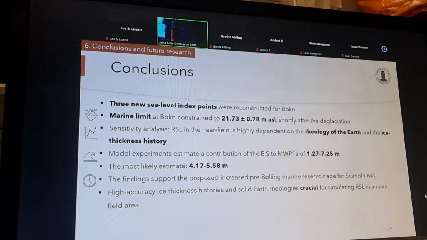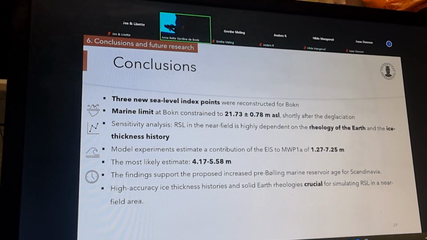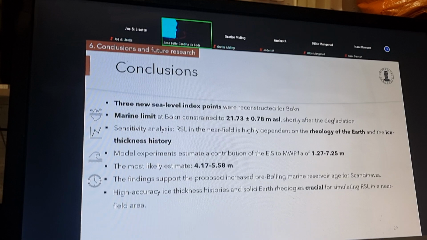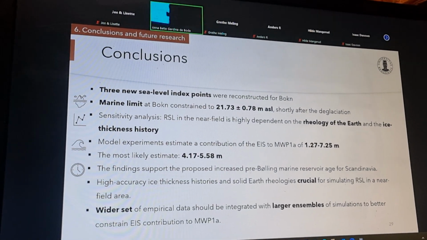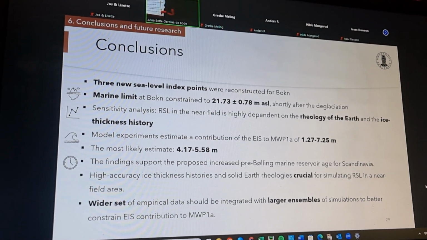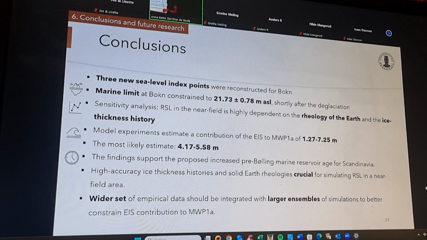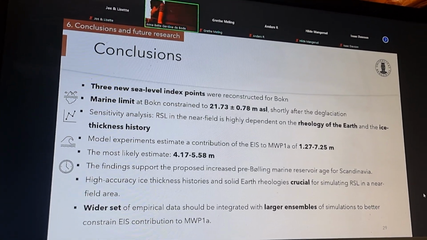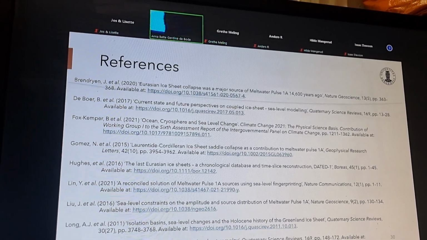So this was an example of how you can combine empirical data with modeling data and get a refined estimate of an ice sheet contribution to global sea level rise. But for further research, it would be really interesting to use a wider set of empirical data to compare to, and then it should also be integrated with larger ensembles of simulations to better constrain the duration of Meltwater Pulse 1A. Thank you.